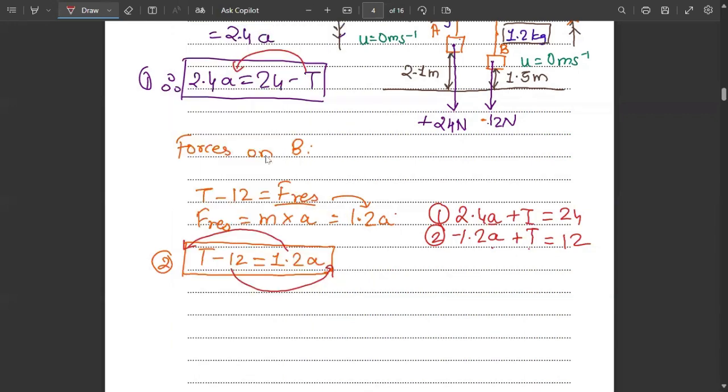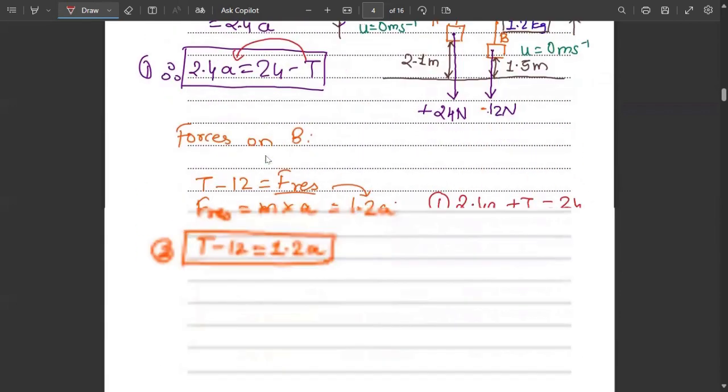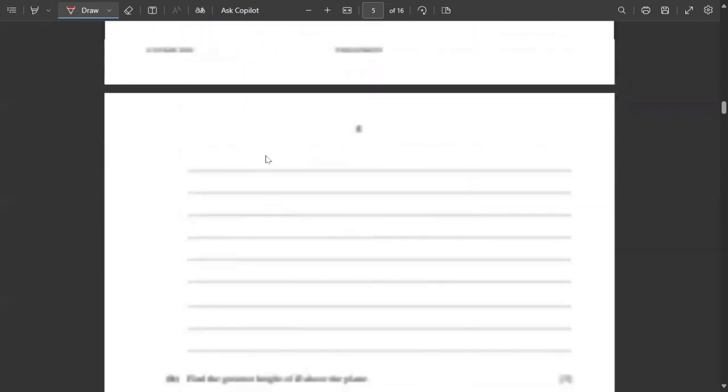10 by 3, 16. Now this A will be 10 by 3 and this T will be 16 Newton meter per second square. But what have they asked us? To find the tension in the string before A reaches the plane and find the magnitude of the acceleration of the particles. Yeah, we have done both and we have got our answer. Let's move to the next question.